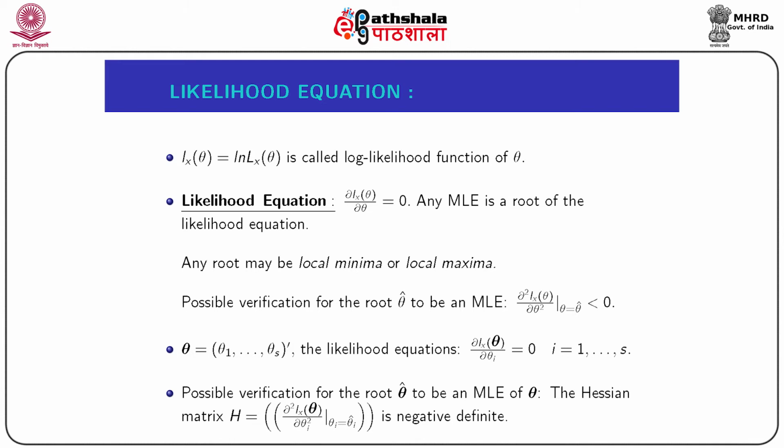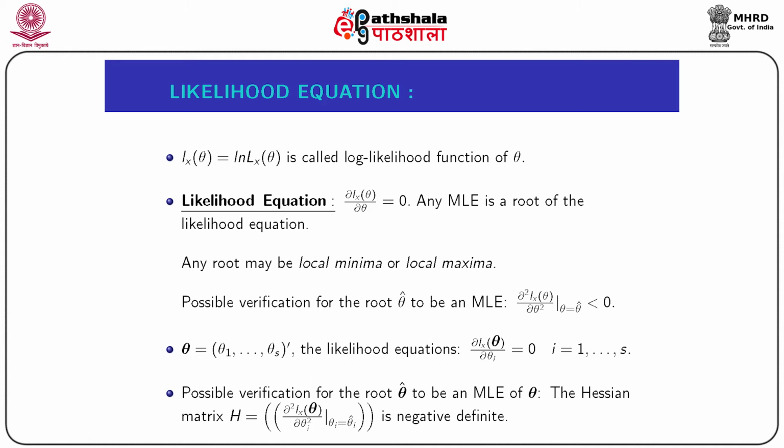Let theta equal to (theta 1, ..., theta s), which is a vector valued parameter. Then the likelihood equations will be the first order derivative of capital L(x, theta) or small l(x, theta) with respect to theta i equal to 0 for all i from 1 to s. So that means here we will have s likelihood equations.